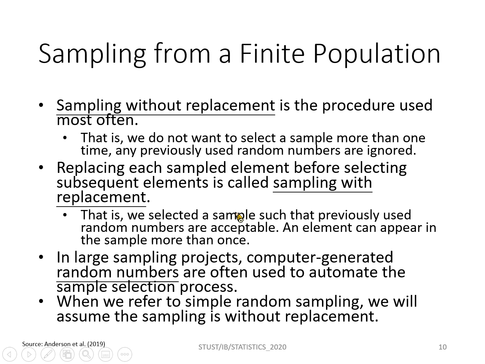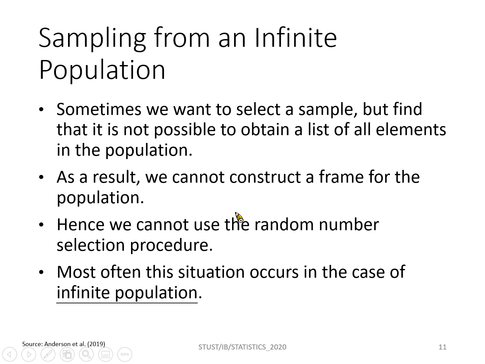So in a large sampling project, computer-generated random numbers are often used to automate the sample selection process. And when we refer to simple random sampling, we will assume the sampling is without replacement.